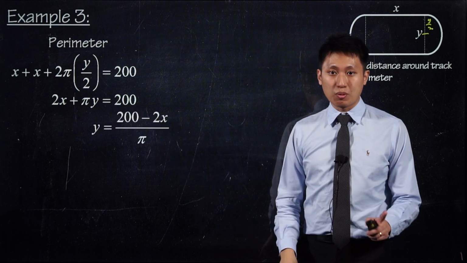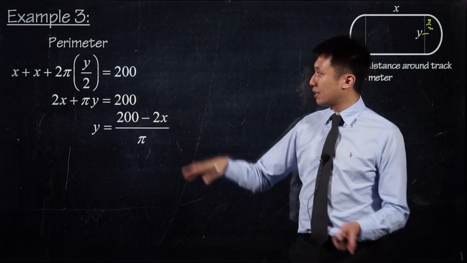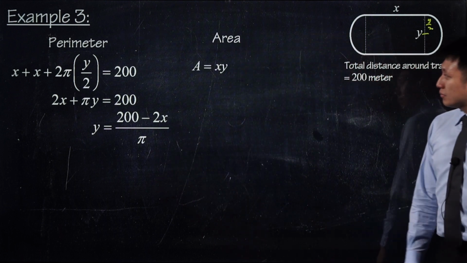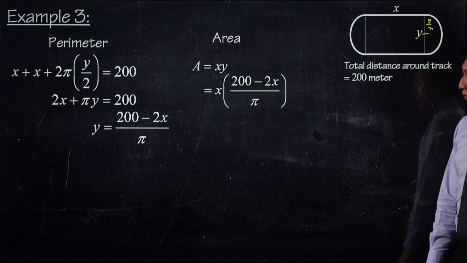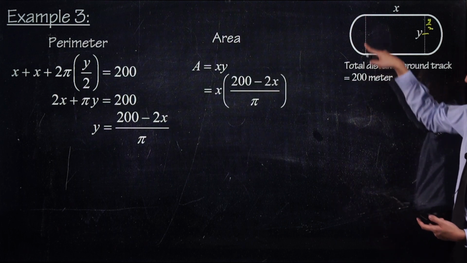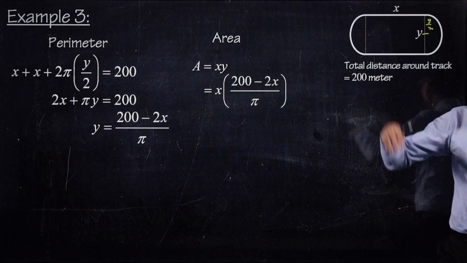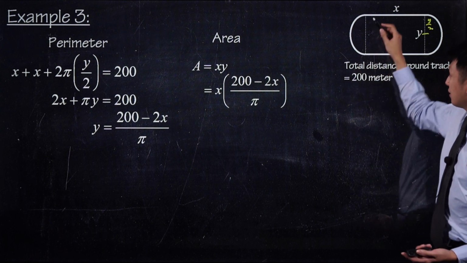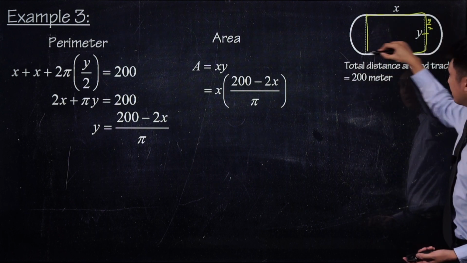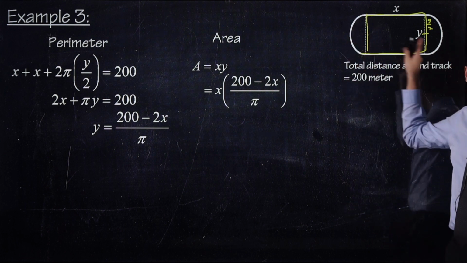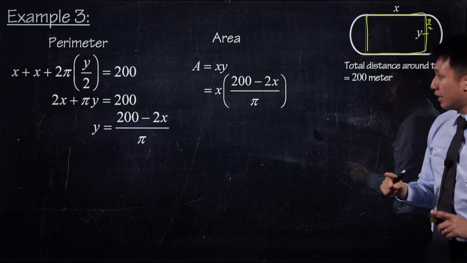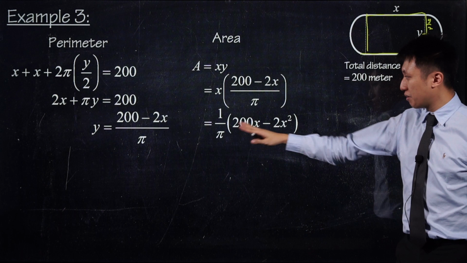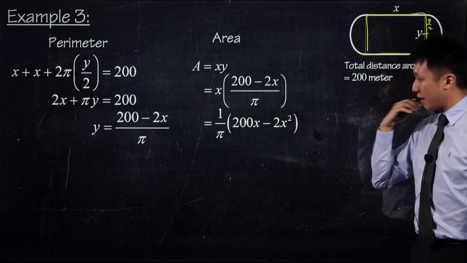Again, I want y to stay on one side because later on I don't want to have y anymore. Area is xy, because I want to maximize this one. I want to maximize the rectangular region. Just now the question stated that I want to maximize the rectangular region here, which means maximize xy only, not the whole thing. Just be careful about the question. So I replace y by this one, put it here, then simplify it nicely and I get this one.